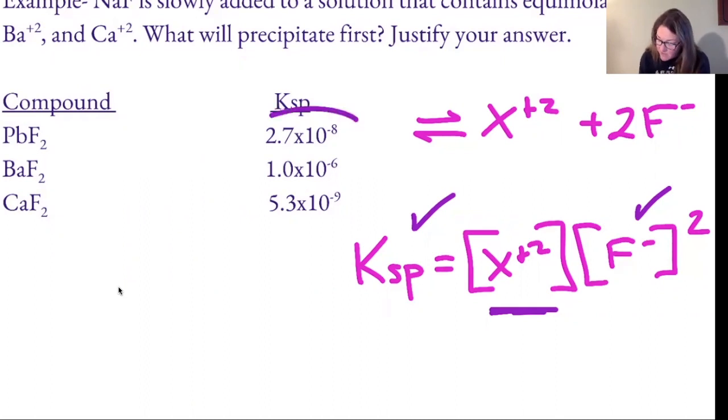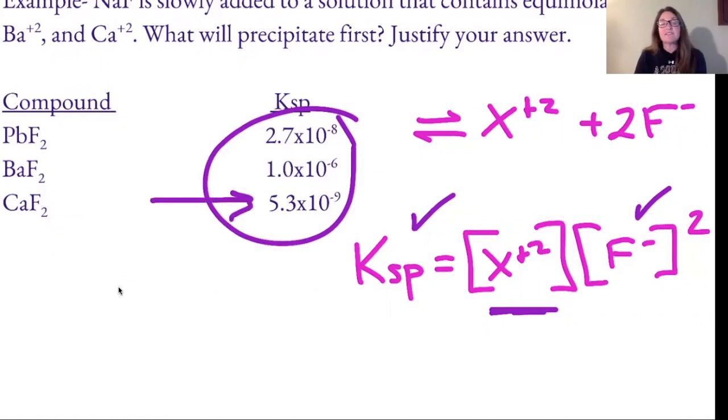So I need to look at these three KSP values and compare them. Calcium fluoride has the smallest of the KSP values, meaning when I plug that in here, it's going to have the smallest allowable concentration of that metal ion. So my answer to this question, I don't have to quantify anything. Even if they gave me a value for fluoride, I could plug it in and solve it 3 different times, but I'm going to come up with the same answer.